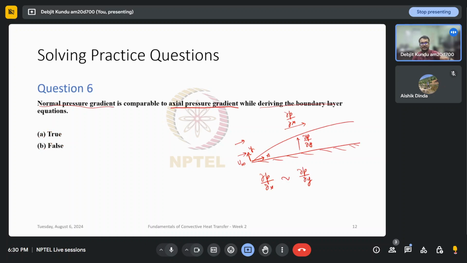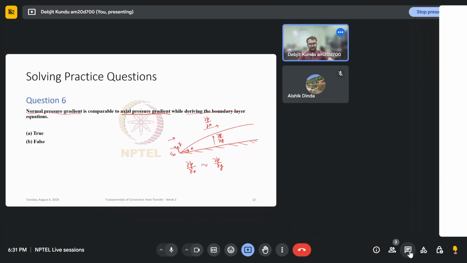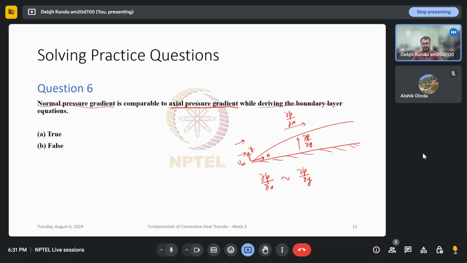Why is it false? What should have been the correct relationship between the axial pressure gradient and the normal pressure gradient? So if they are not comparable, one is larger than the other. Which one is larger in this scenario? Any guesses? I mean, you can take a guess. You don't have to be perfectly correct. We are just discussing things.